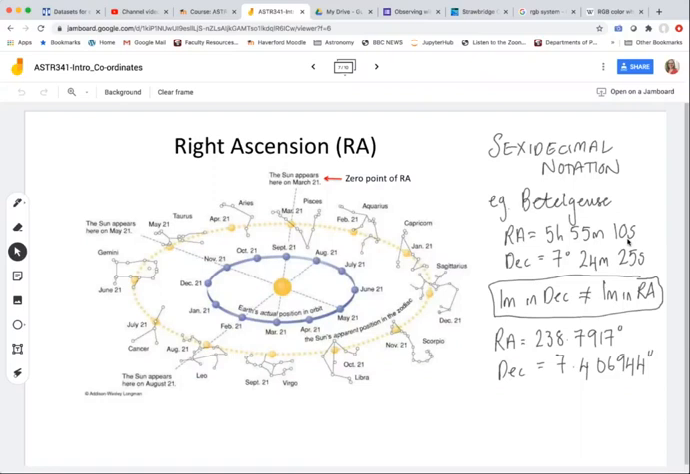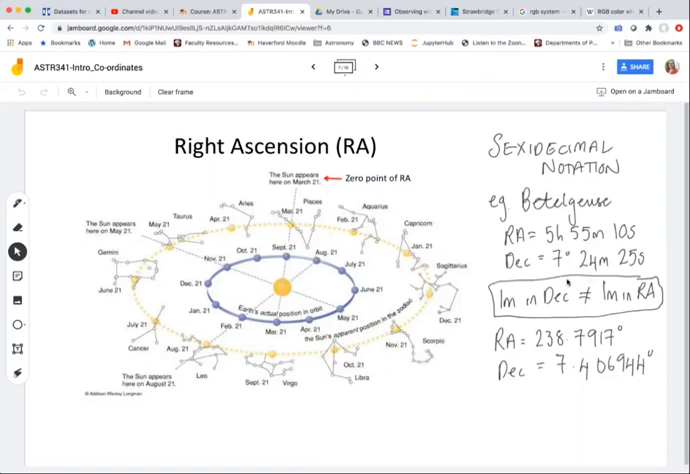The rotation of the Earth carries objects 1 hour in angle across the sky if they're on the equator in 1 hour. That's why it's done in hours. And then, equivalently, we also use minutes and seconds for declination. So you'll sometimes see things like 7 degrees, 24 minutes, 25 seconds for declination.